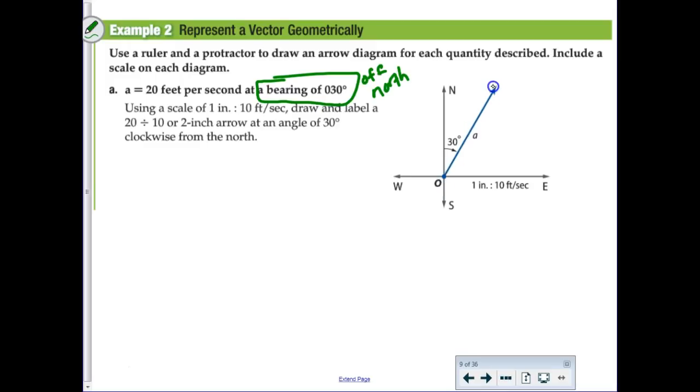They drew the vector. They literally would have used a ruler, because at some point in their math they were told that the scale said 1 inch represents 10 feet per second. So since they wanted their vector to be 20 feet per second, how much would they have had to measure to draw this? 2 inches. Yeah, they literally would have had to draw it to scale.